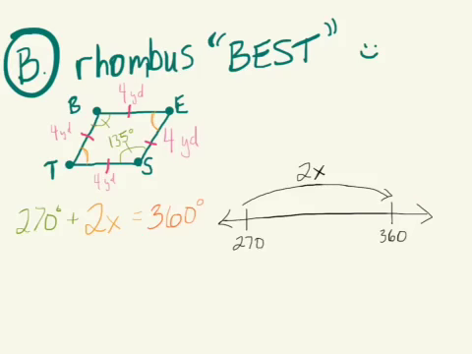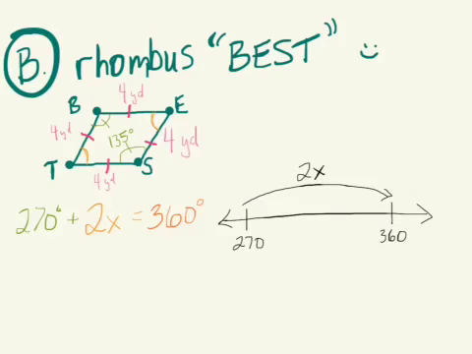On a number line, our problem would look like this. Starting at 270 degrees, we have to eventually get to 360 degrees. And we're going to add 2 x's. 1, 2 x's to get there. We know they're the same amount, so we can subtract to find the distance in between. We can subtract, or we can add on to get to 360 degrees.